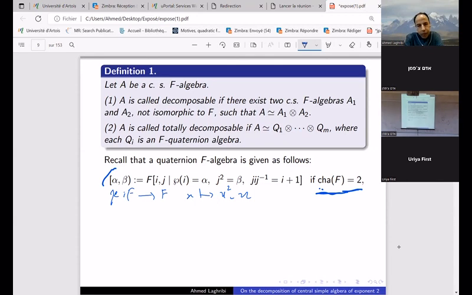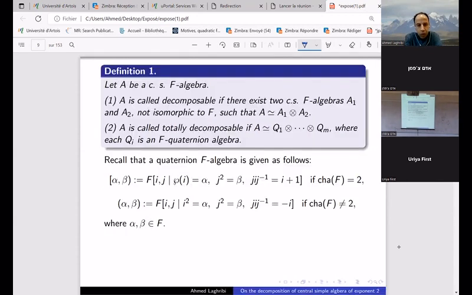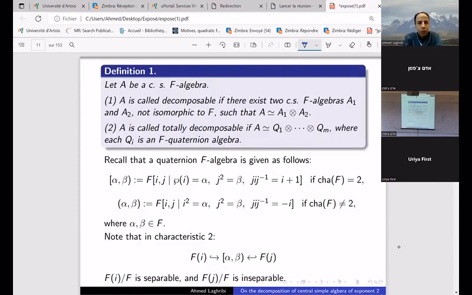And in characteristic different from 2, of course, this is the algebra symbol, and we denote it by two parentheses (alpha, beta). The algebra generated by two elements i and j, such that i squared is alpha, j squared is beta, and ji is minus ij. Okay. But in characteristic 2, we have something interesting. Our quaternion algebra contains two fields which are quadratic over F. One is inseparable and the other one is separable.